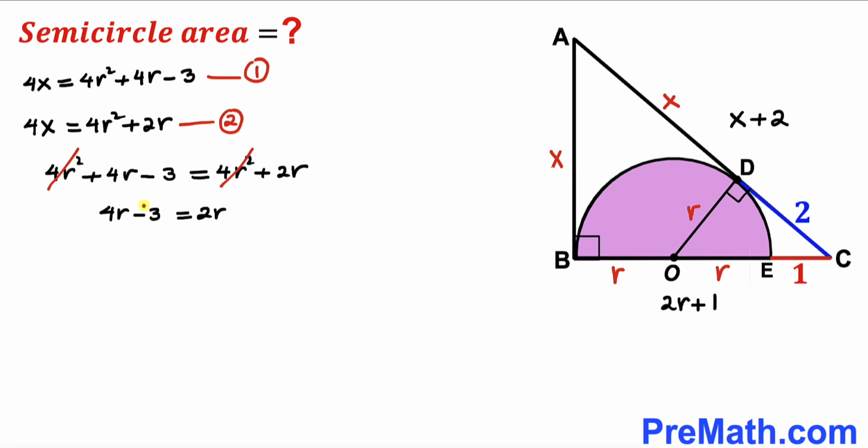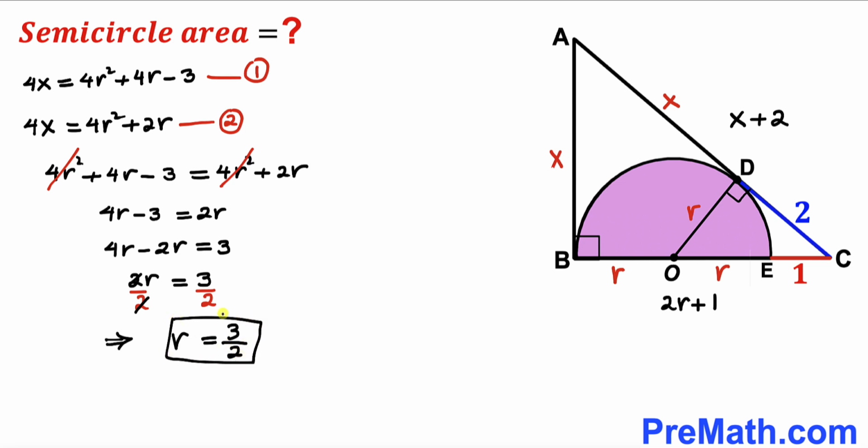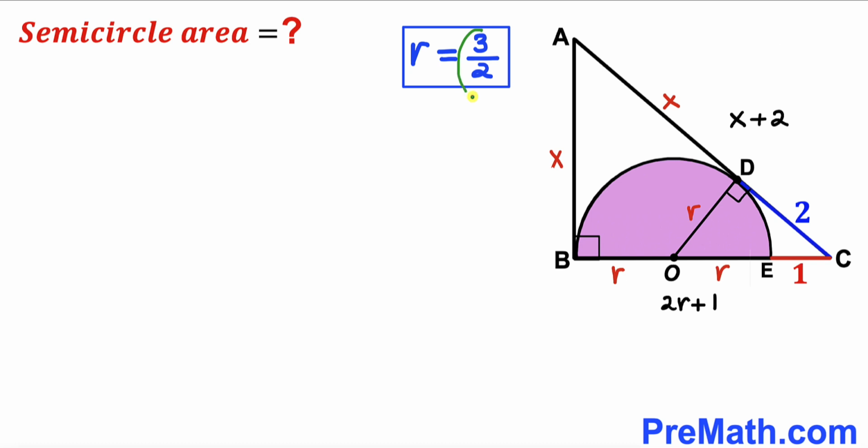Now I'm going to move this negative 3 to the right hand side, and at the very same time I'm going to move this 2r in the opposite direction. So we can write 4r minus 2r equals positive 3. On the left hand side, that is going to give us 2 times r equals 3. Let's divide both sides by 2 to isolate r. This 2 and 2 is gone. So our radius, lowercase r, turns out to be 3 divided by 2 units.